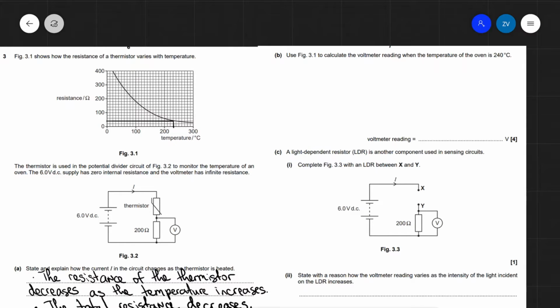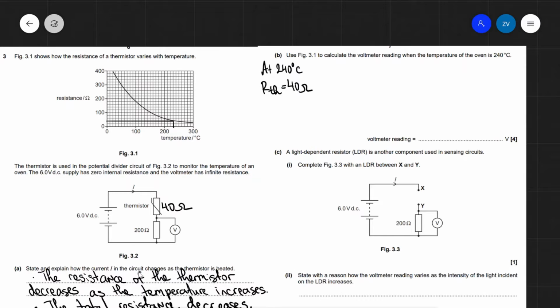So, part B, use figure 3.1 to calculate the voltmeter reading when the temperature of the oven is 240 degrees C. We can see that, no pun intended, at 240 degrees Celsius the resistance is going to be 40 ohms. So that's two lines, each of them is 20. So I'm going to write down over here that at 240 degrees C, the resistance of the thermistor is equal to 40 ohms. So in a nutshell, we know that the resistance across here is 40 ohms.